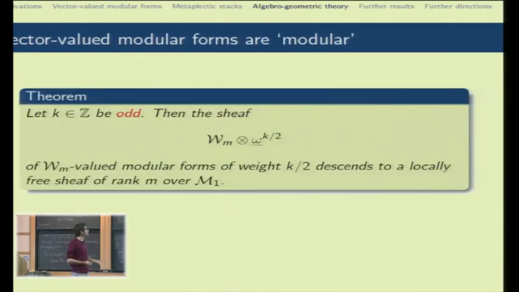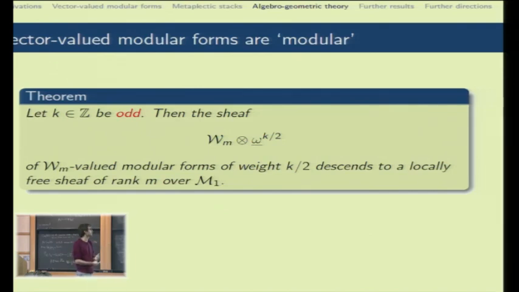So now, what are some theorems? What I was hinting at before: these are actually modular. If you take k to be odd, then Wm has automorphisms that are defined up to plus or minus 1, and the same for omega to the k over 2, and it turns out they conspire so that they cancel each other out and everything descends. Even though neither omega to the k over 2 nor Wm is defined over the modular stack, their tensor product is. It descends.